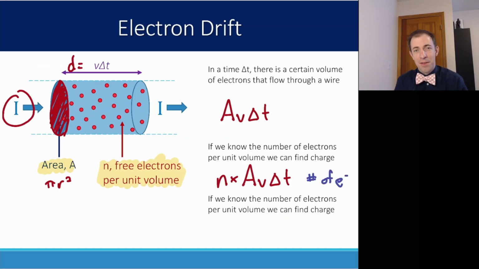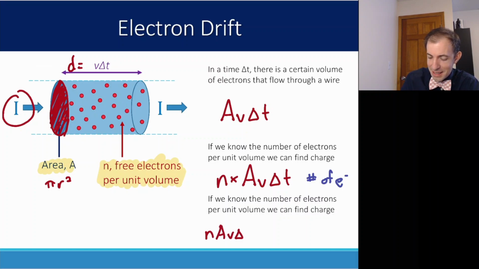Well, then if I wanted to figure out the total amount of charge that moves through, I can take that number of electrons, nAv delta t, and multiply it by the charge. Charge is represented by q. This will help me find the total charge. Now, this is kind of a long walk to get to where we need to go.